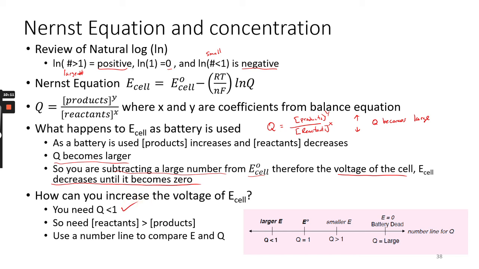And if we use a number line to compare E and Q, when Q equals 1, you are at standard conditions. If Q is less than 1, you're going to have a larger potential, a larger voltage. If Q is greater than 1, your voltage is going to start to decrease. So going this way, your voltage decreases. Going this way, your voltage increases.